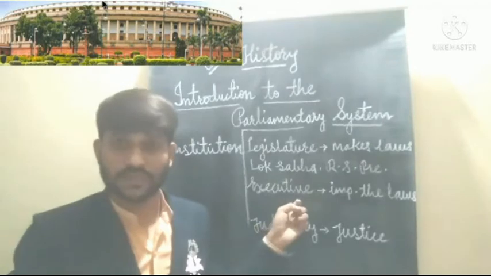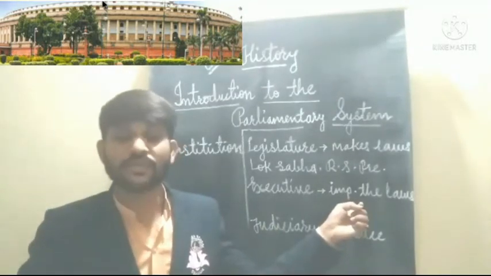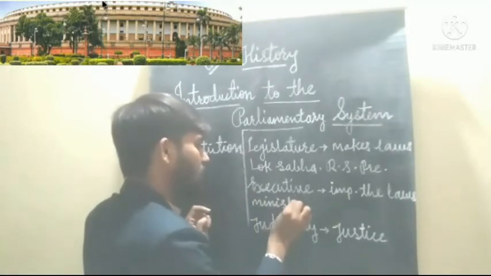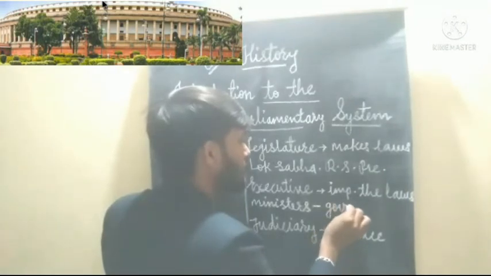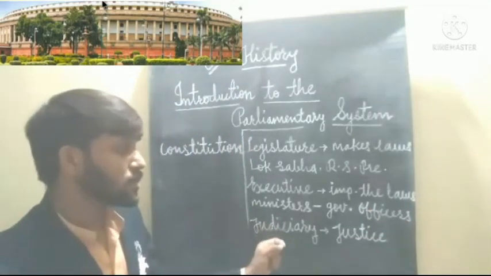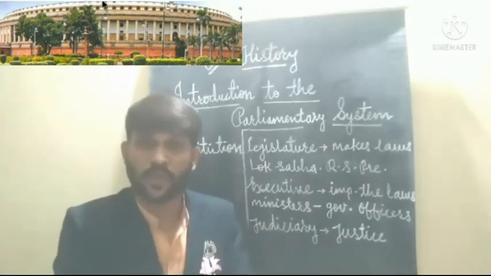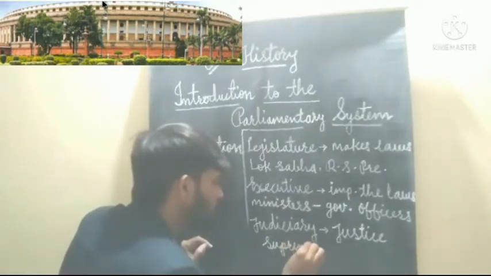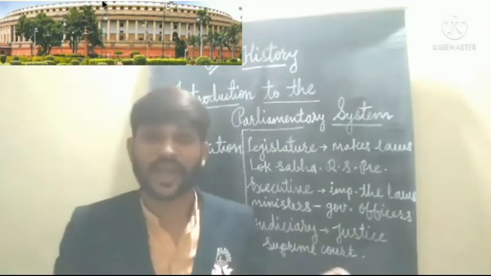Okay, the executives implement the laws. Under the executives there are the ministers and other government officers. Then the judiciary. In the judiciary we can include the Supreme Court and others. In this way we can divide these branches.